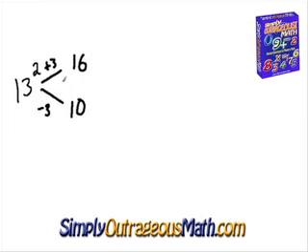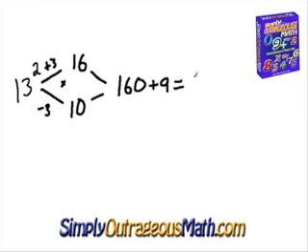In order to get the second step here, we would go 16 times 10 and bring that over here. So 16 times 10 is 160. To get the rest of the answer, we're going to square 3 or square negative 3. That's 3 times 3 equals 9. So that would be 169 is our answer.